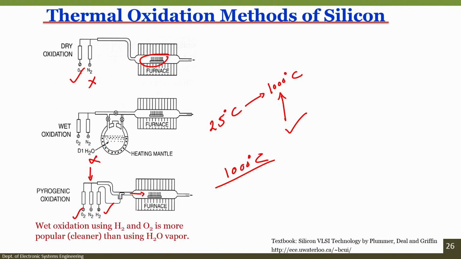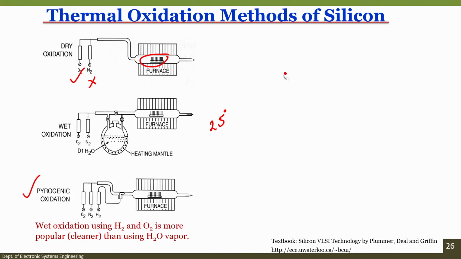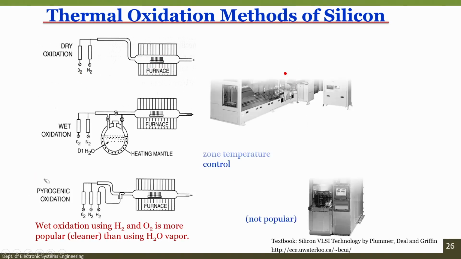Wet oxidation using H2 and O2 is more popular and cleaner than using H2O. So, if you want to use wet oxidation, it is better to go for cryogenic oxidation, since you have cleaner H2 and O2 rather than heating water and carrying the water vapor with the help of oxygen. So, these are the three techniques we have for silicon dioxide growth.